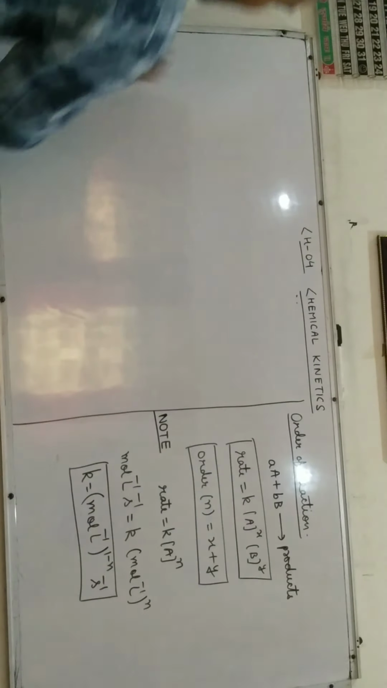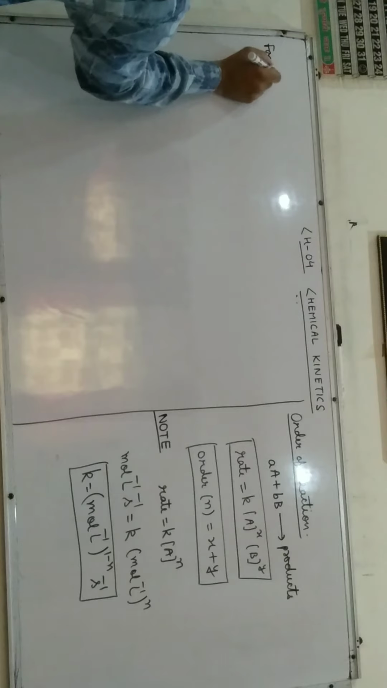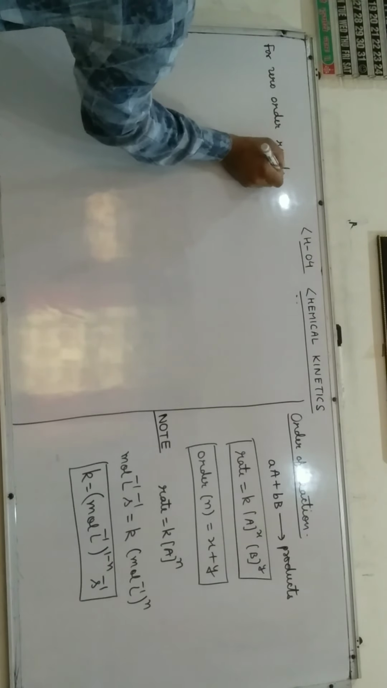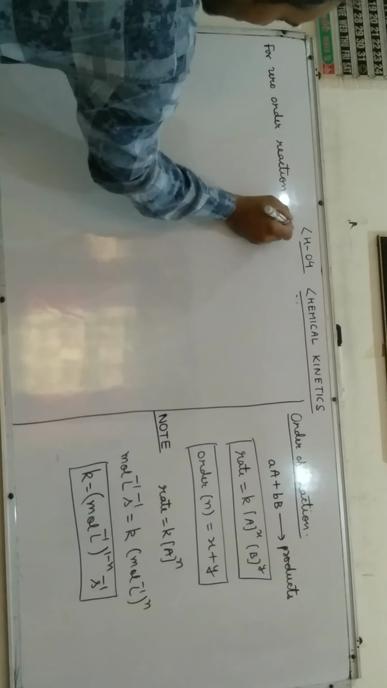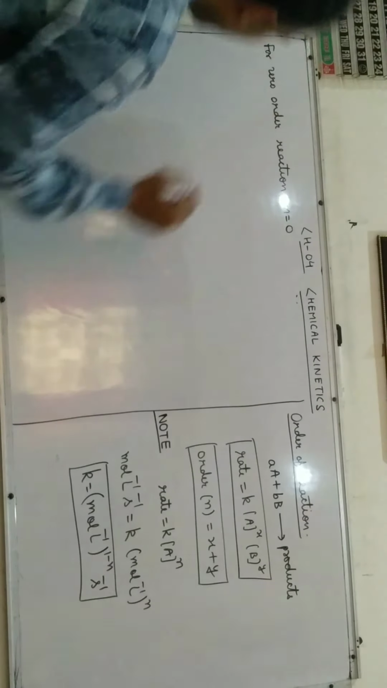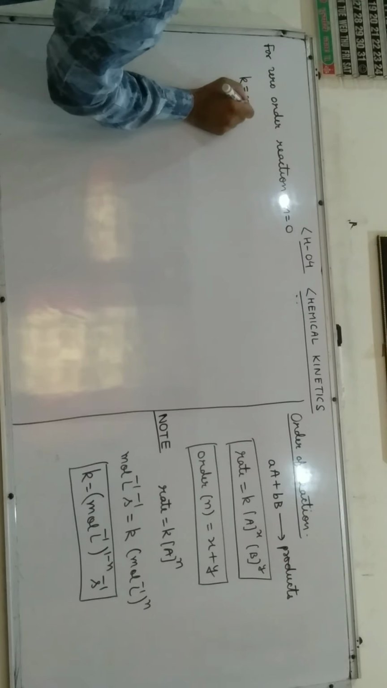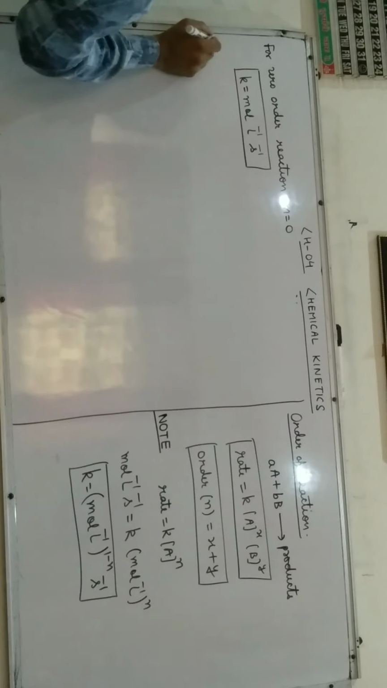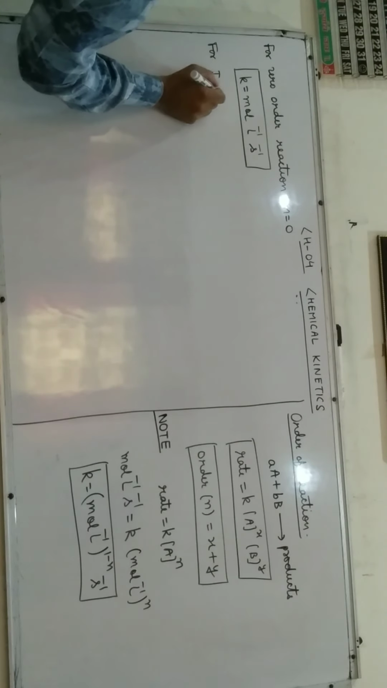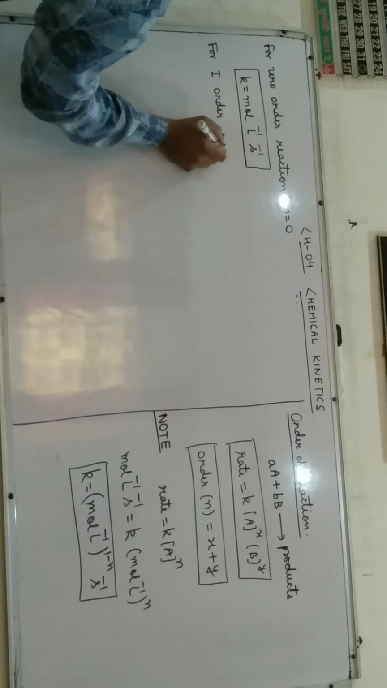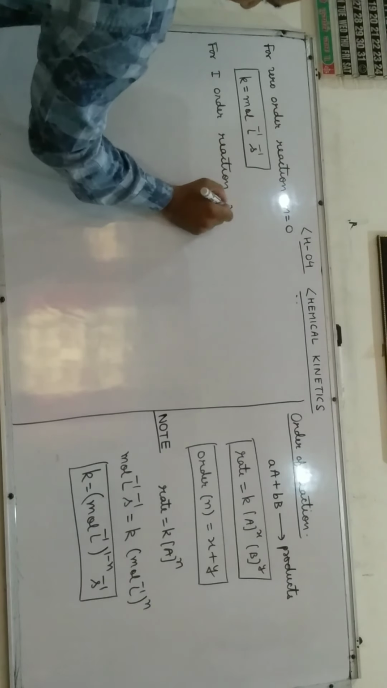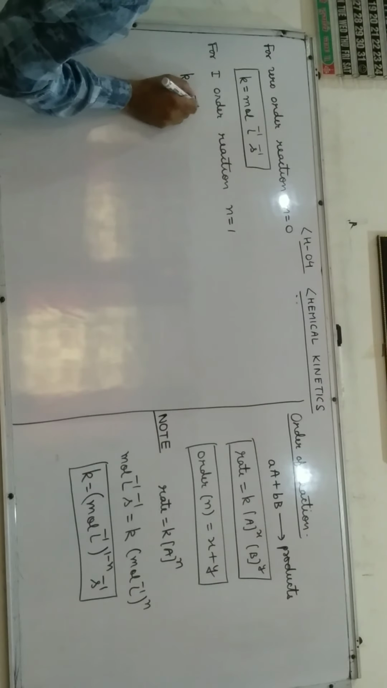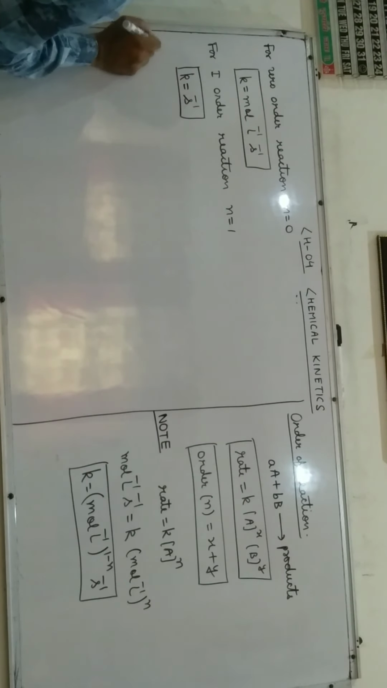Suppose the reaction is of zero order. For a zero order reaction, the value of n is equal to 0. Putting it here, we get the unit of k as mole per liter per second. For a first order reaction, we put the value of n equal to 1 in this equation. We get the unit of k as second inverse.